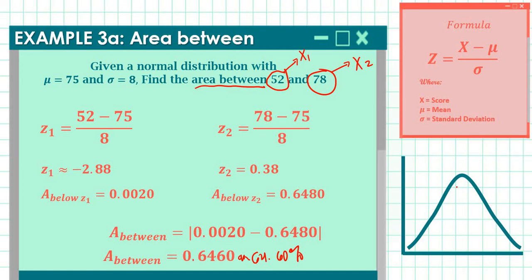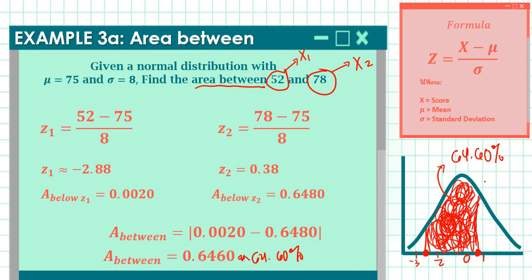Now, let's try to illustrate it in our normal curve. So, negative 2.88 is in between negative 3 and negative 2. So, that will be somewhere here, borderline. And then, z equals 0.38 is in between 0 to 1. So, somewhere here. That will be our other interval. The area between that we want is this portion of the curve. And based on our formula, that will simply be the absolute value of the difference between the two areas below. So here, we were able to identify that this portion is 64.60%.